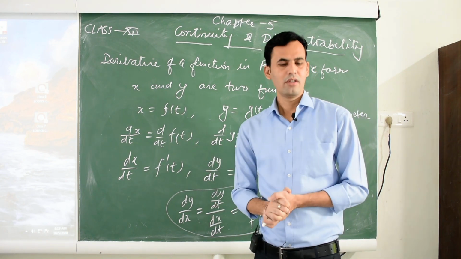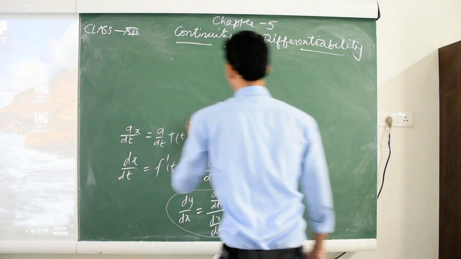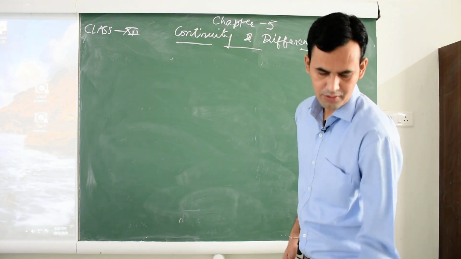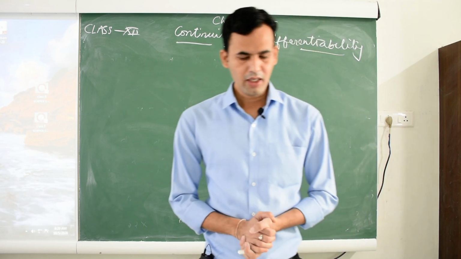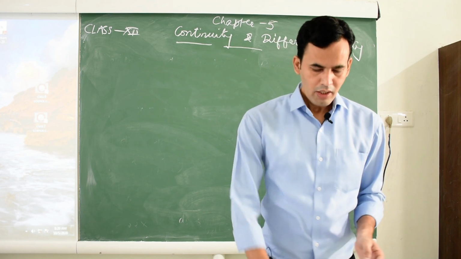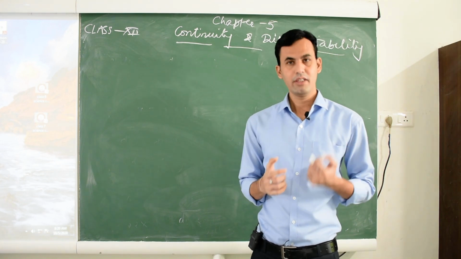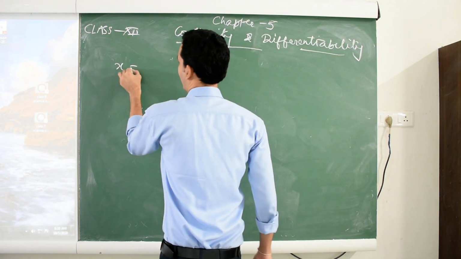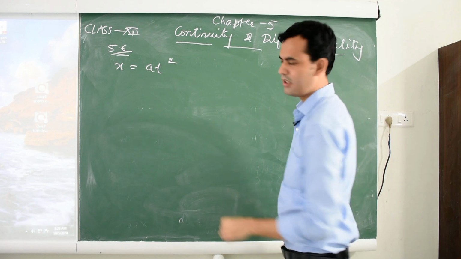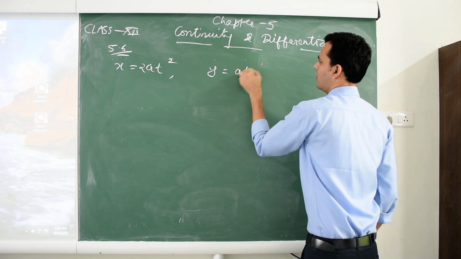So in exercise 5.6 we get this type of questions, parametric form questions, and we solve in this way. So let's move towards exercise 5.6. Question number 1. The question is: x and y are connected parametrically by the equation given in exercises 1 to 10 without eliminating the parameter. Without eliminating the parameter, we have to find dy by dx. So first x is given as 2at square, and y is given as at to the power 4.